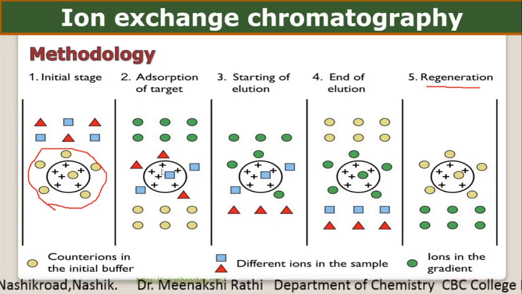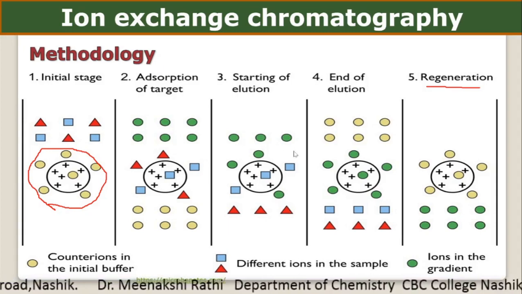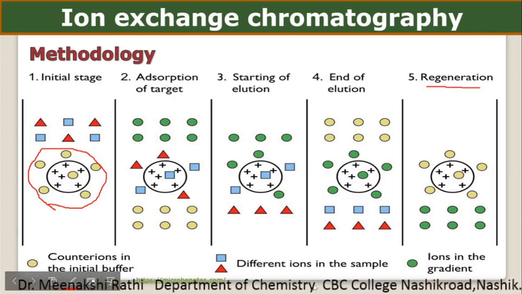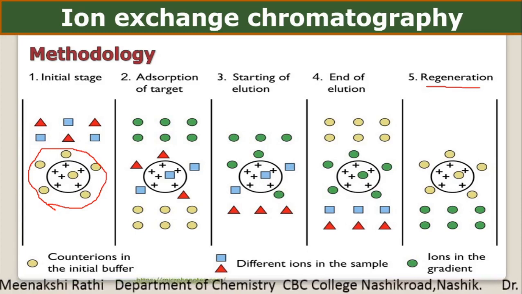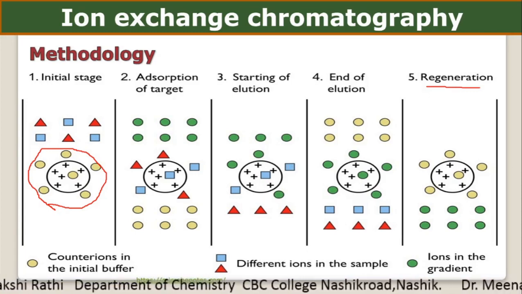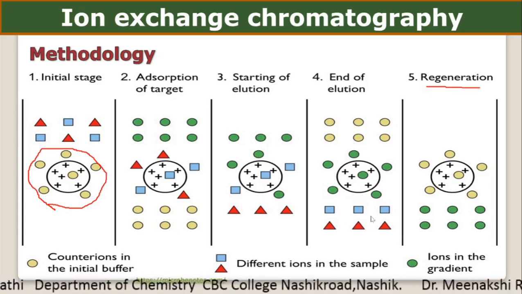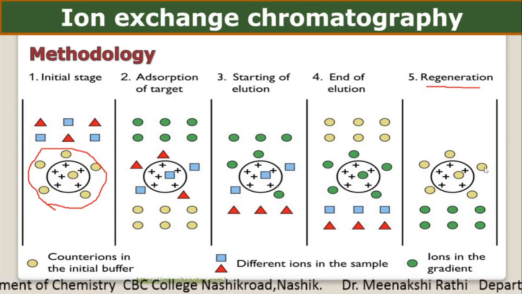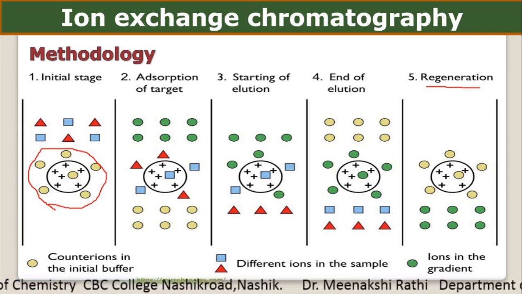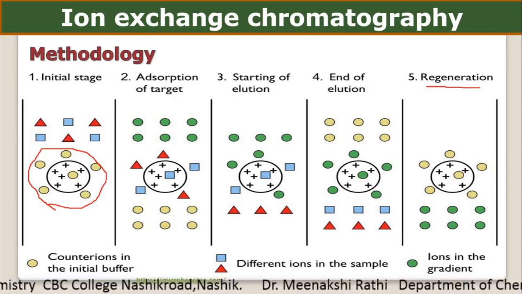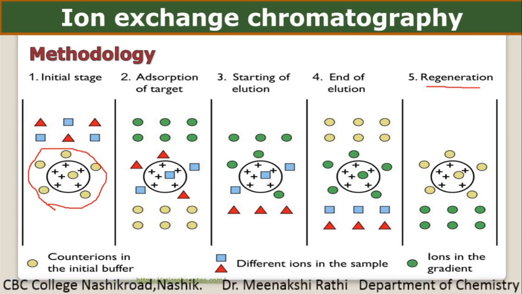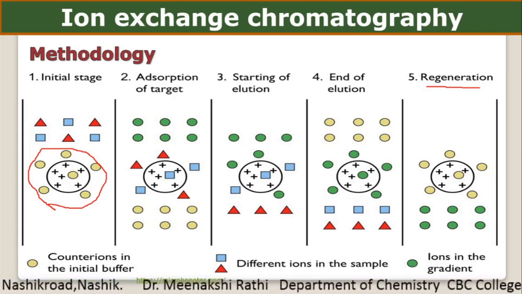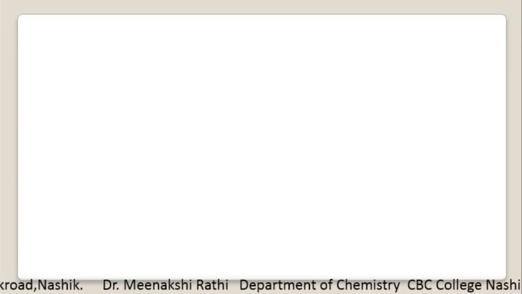Once these protein samples are attached, it is washed again with another eluent which removes the negatively charged protein sample, which can be collected in the container. That exchanger is again washed with chloride ion to regenerate it and reuse it. So this is the methodology of ion exchange chromatography. In this technique, as there is an exchange of ions, it is called ion exchange chromatography.